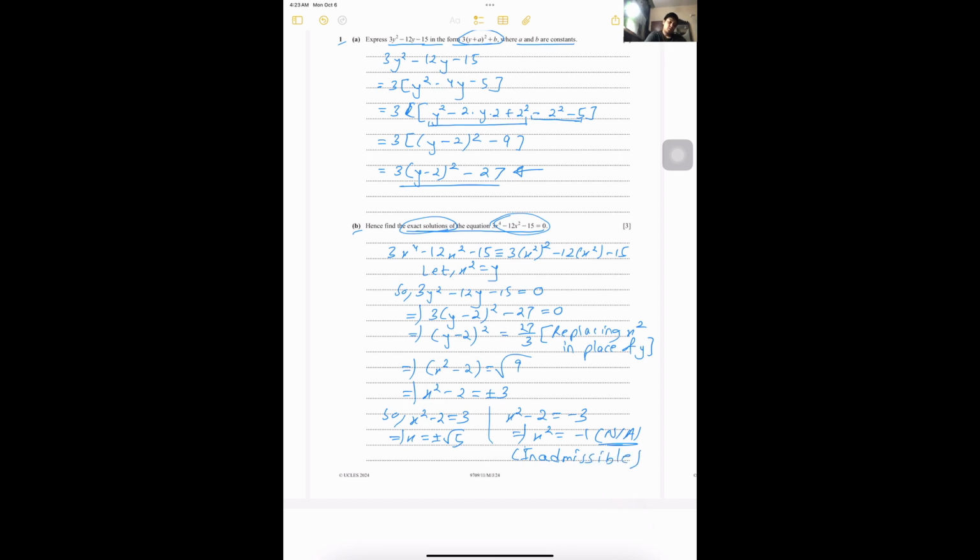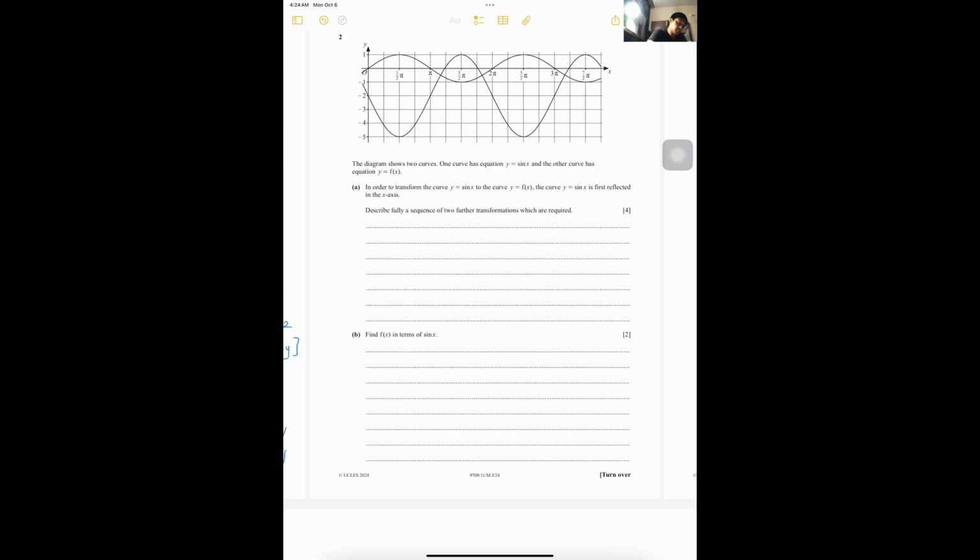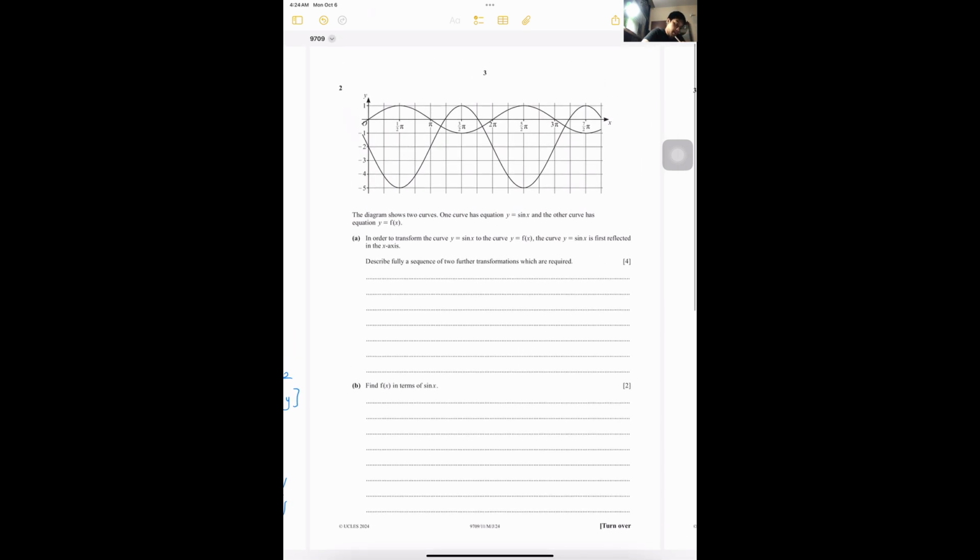So that is question number 1. So question number 2. The diagram shows two curves. One curve has equation y equal to sin x, and the other curve has equation y equal to f(x). In order to transform the curve y equal to sin x to the curve y equal to f(x), the curve y equal to sin x is first reflected in the x-axis.